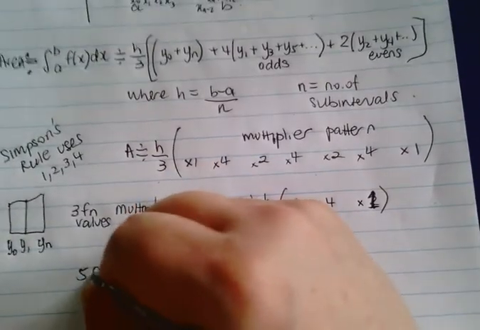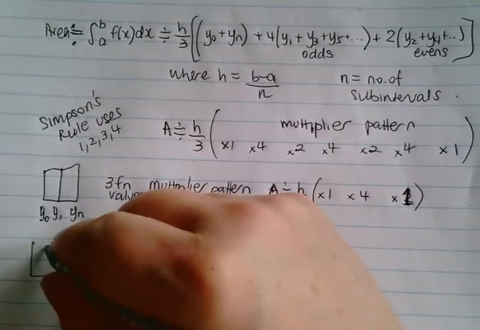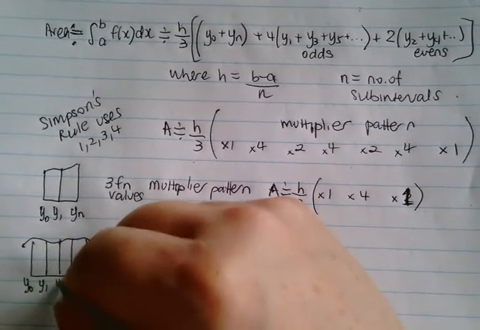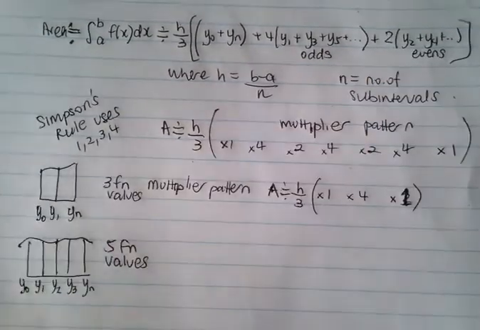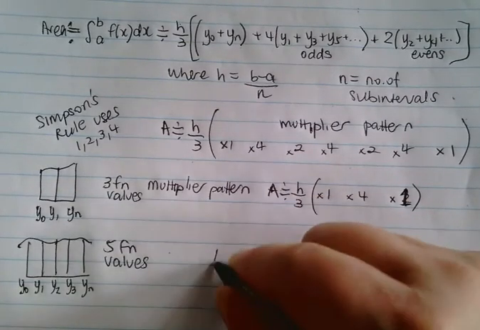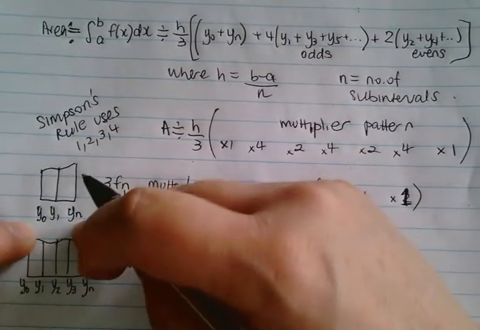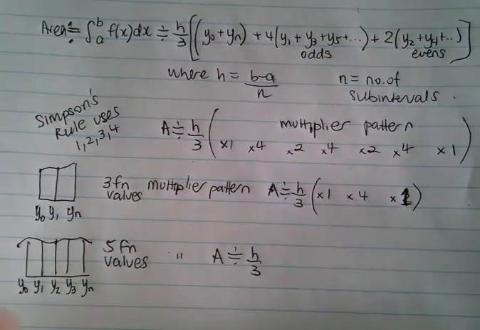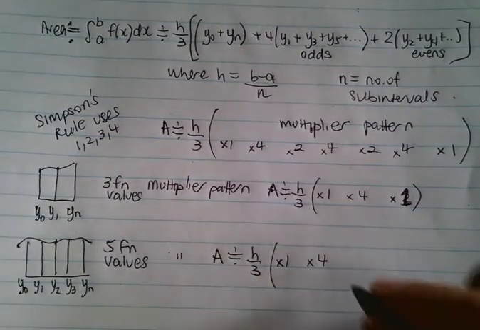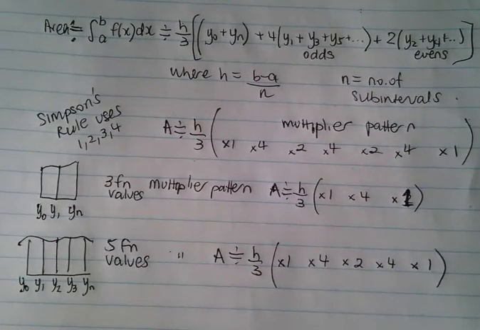If you've got 5 function values, so for example, you would have 1, 2, 3, 4, 5, you've got y sub 0, y1, y sub 2, y sub 3, and I'll call this one y sub n, because always the last one's n. Your multiplier pattern is, A is h on 3, and it's always 1, 4, but I can fit a 2 and a 4 and a 1. So it's 1, 4, 2, 4, 1.